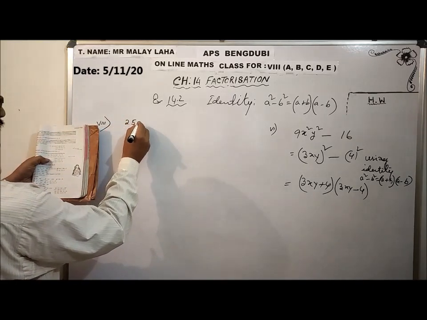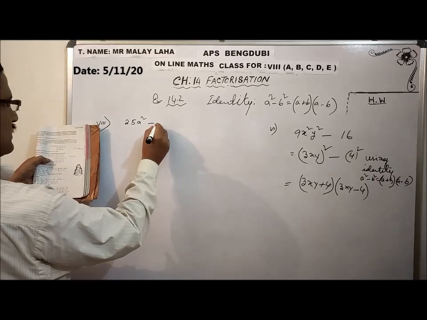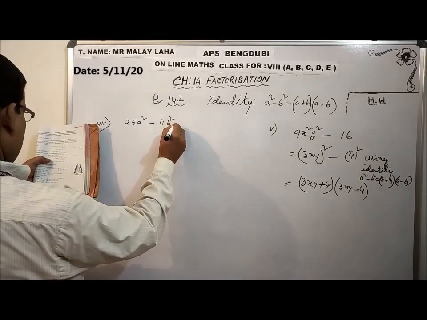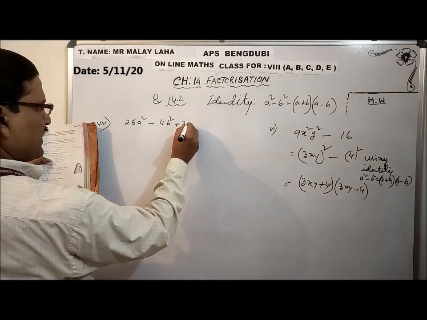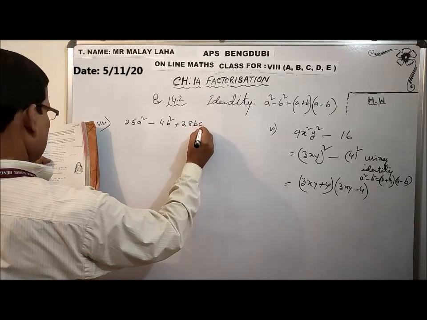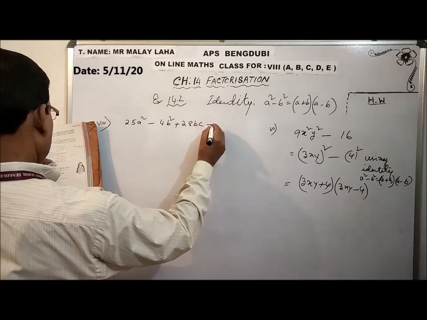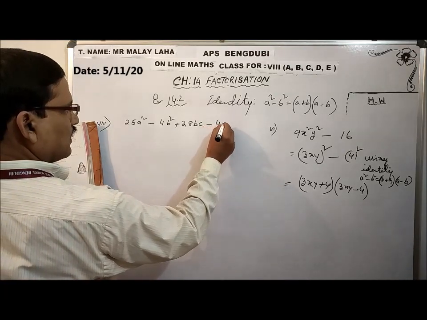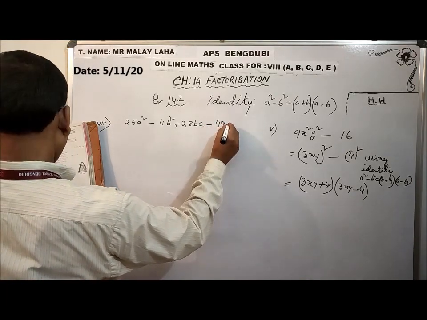25a square minus 4b square plus 28bc minus 49c square.